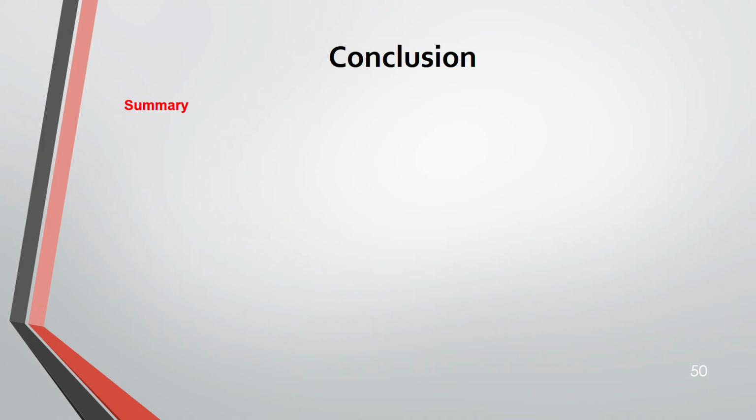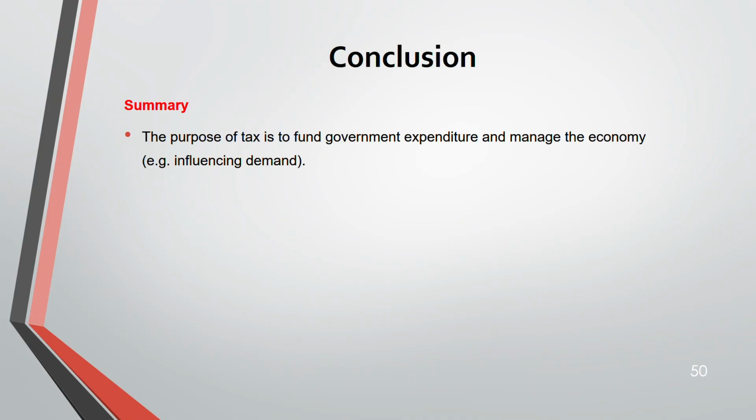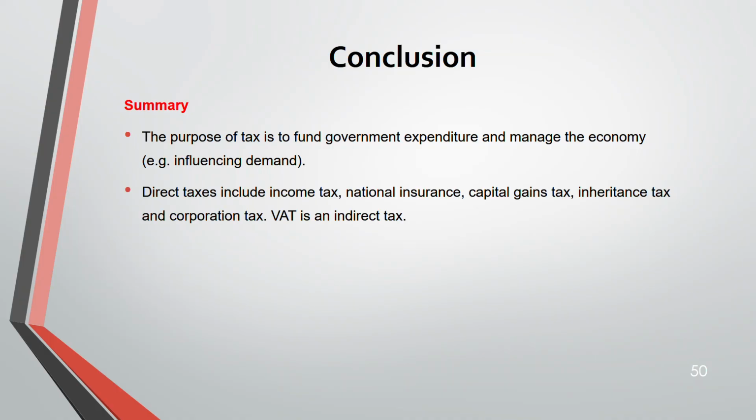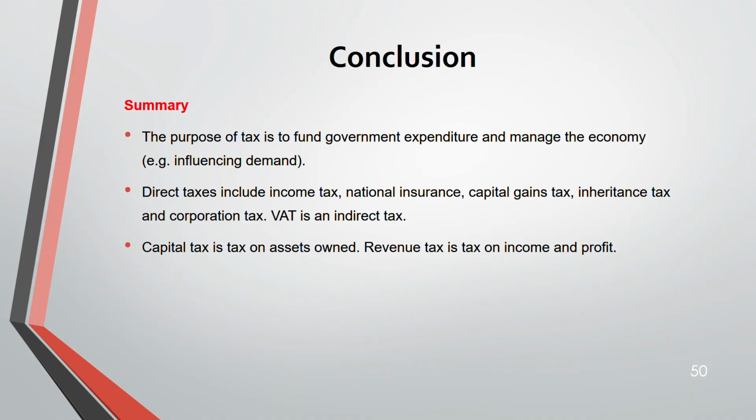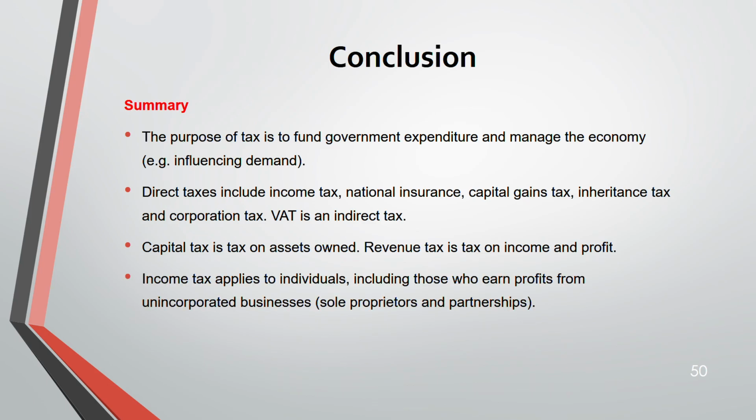So that's it. Now let's summarize the key points of all that I've covered in this lecture. The purpose of tax is to fund government expenditure and manage the economy, mostly influencing demand. Direct taxes are your income tax, NIC, capital gains tax, inheritance tax, and corporation tax. VAT is only indirect. Capital gains tax is a tax on assets. Revenue tax is on income and profit.